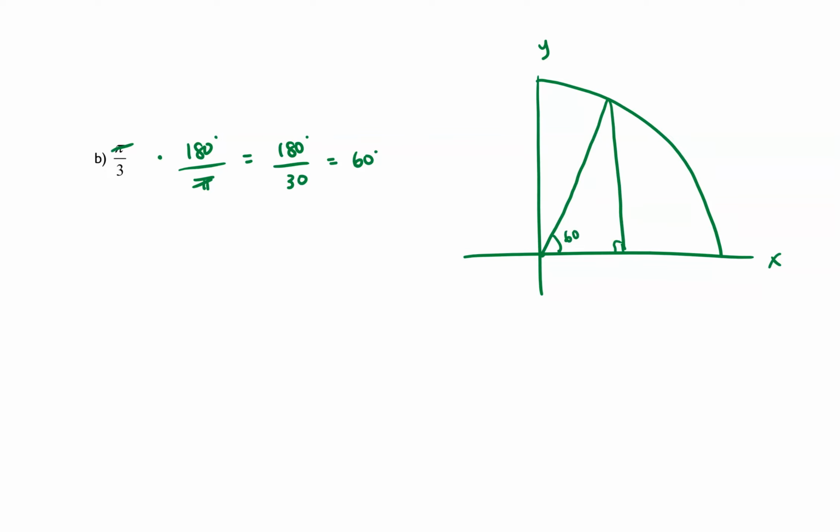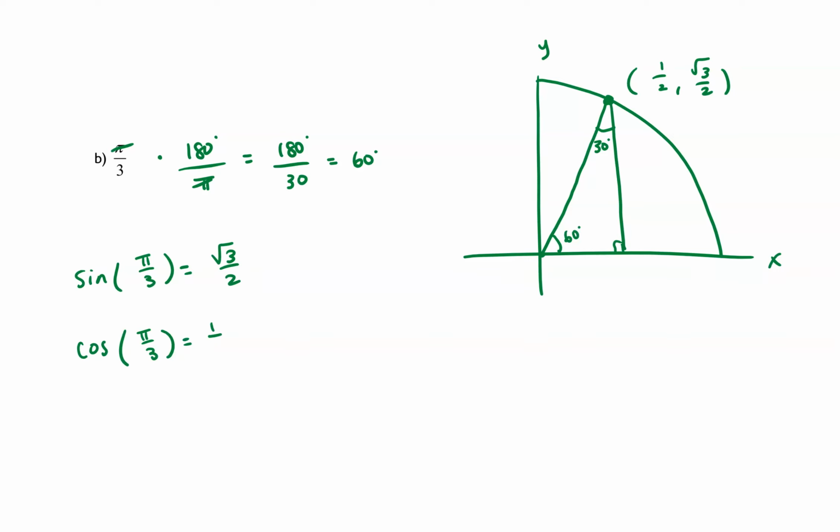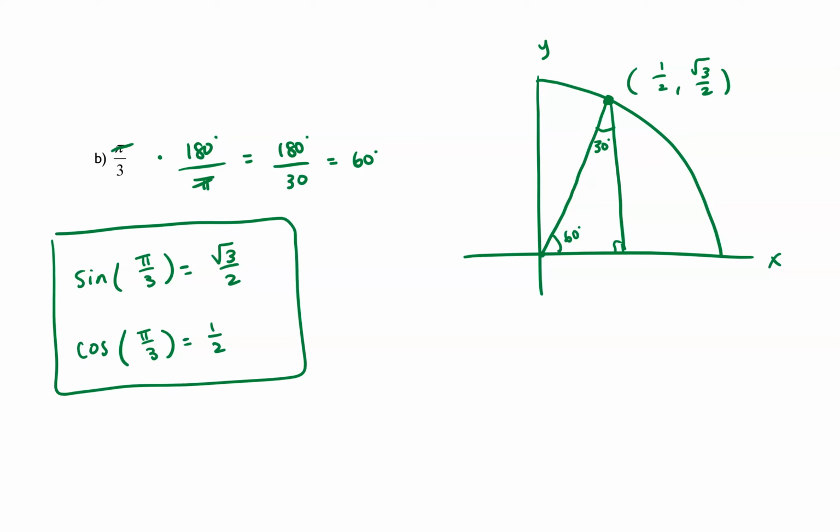And we know that this angle here is 60 degrees, this is 30 degrees, and so the coordinates of our terminal point are going to be 1/2 comma root 3 over 2. So that means that sine of pi over 3 is going to equal the y value, which in this case is root 3 over 2, and cosine of pi over 3 is going to equal 1/2. And so those are the two values that we were looking for in part B.